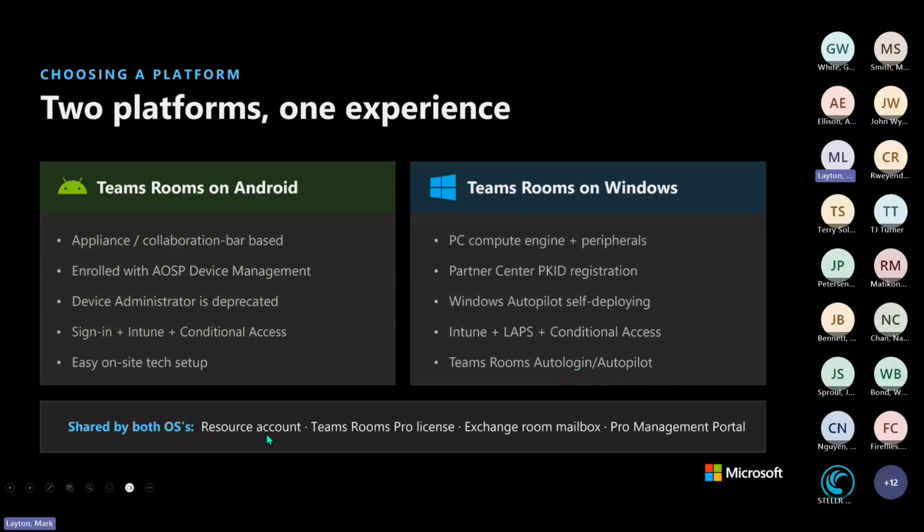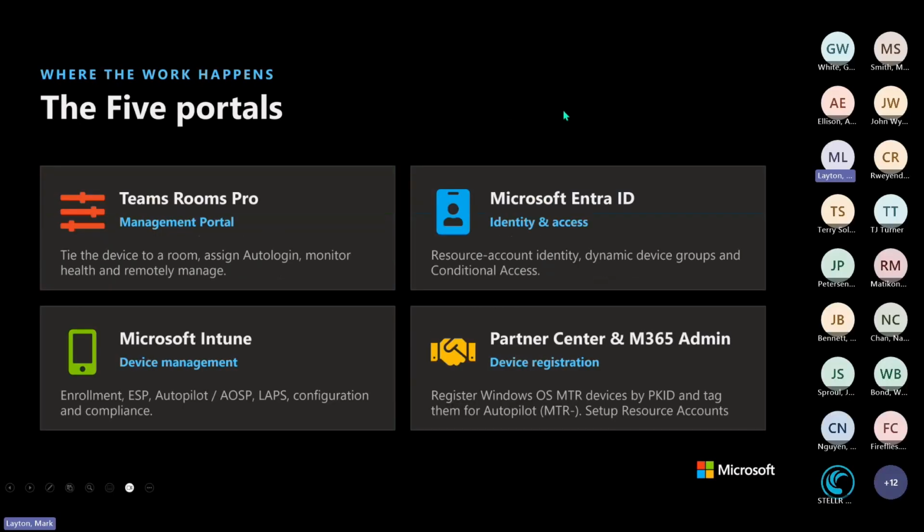So resource accounts, licensing, Exchange room mailboxes and Pro Management Portal are all shared by both platforms. Let's dig in a little bit more about what you would need to do inside each platform. Teams Rooms Pro ties the device to the room and helps with Auto Login. You can monitor, and you can set up a lot of different settings on the devices, like what the camera is going to do, and then you can actually remotely manage. I'll show you that in a demo here in a few minutes.